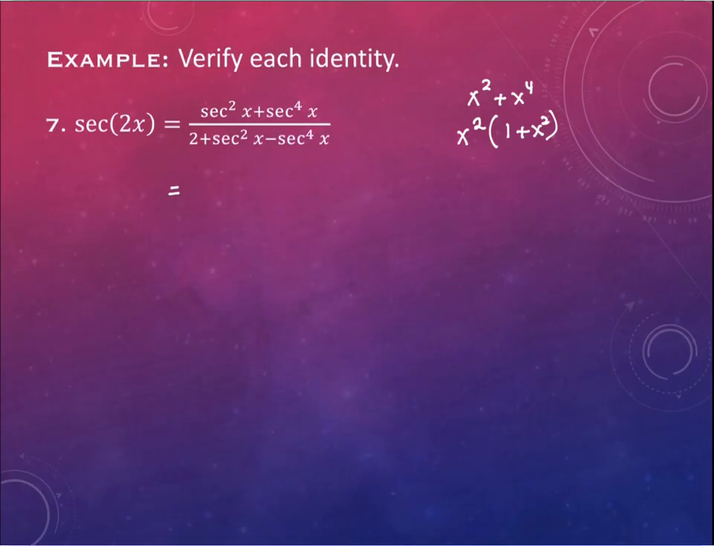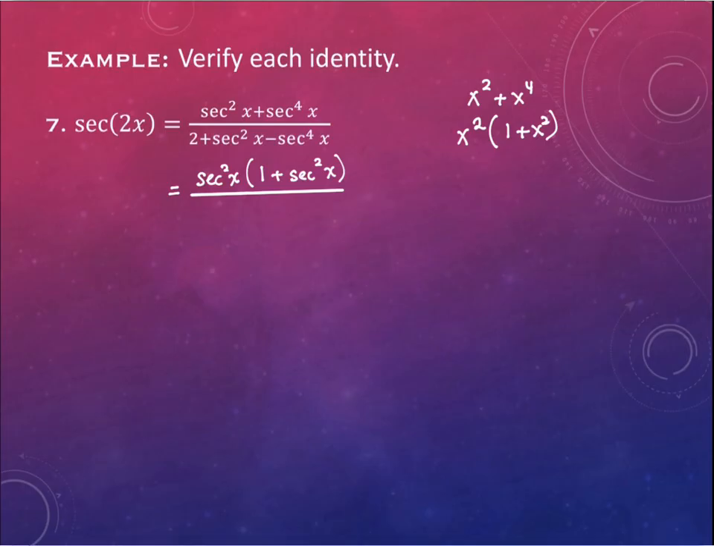Now, if you take a look at the numerator on this one, clearly we don't have x to the 4th and x squared. We have secant to the 4th and secant squared, but the process still works the same way. What do they have in common? Secant squared. So we're going to pull a secant squared of x to the front, which leaves us with 1 plus secant squared of x. Okay, factoring.